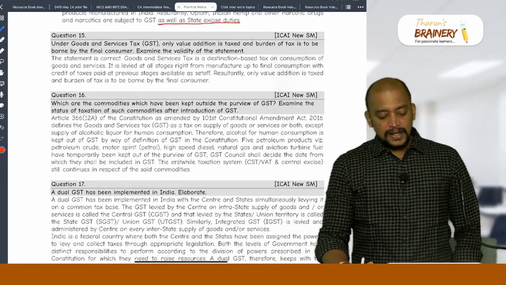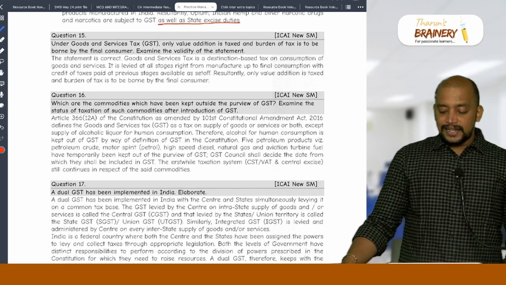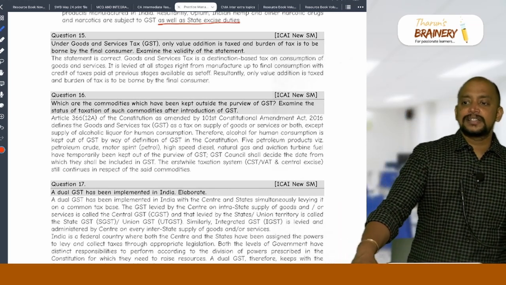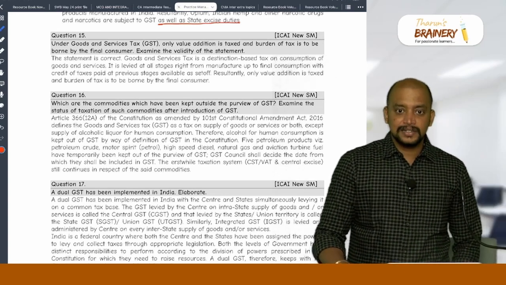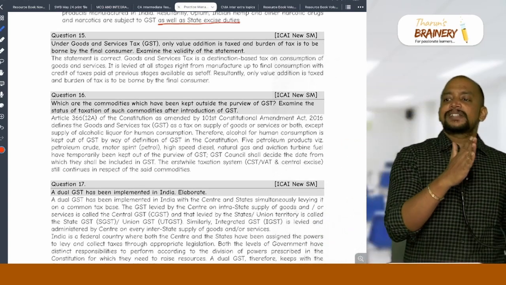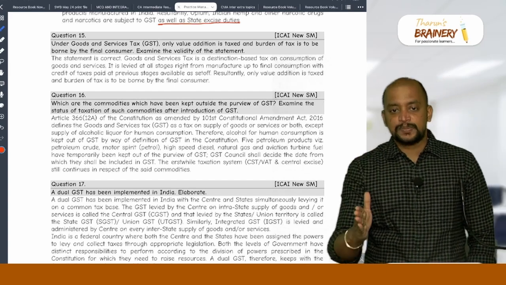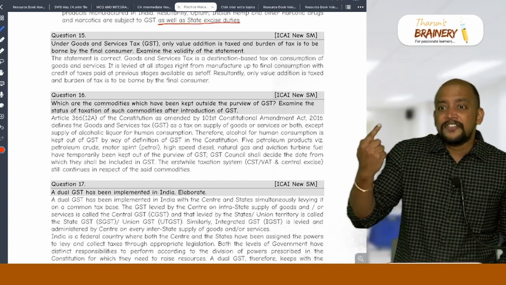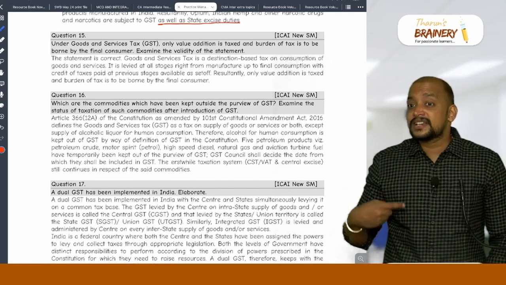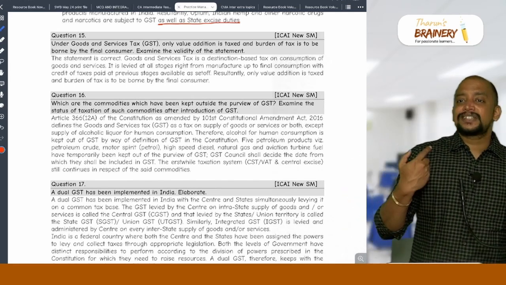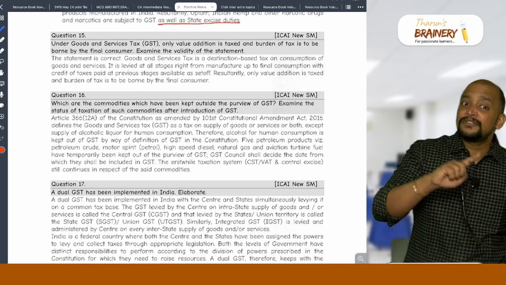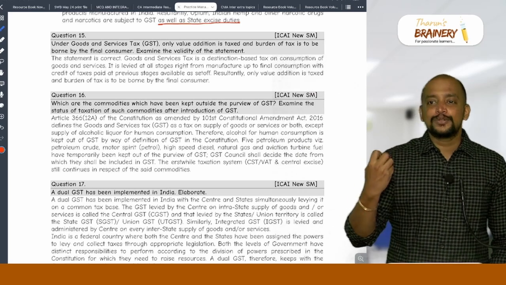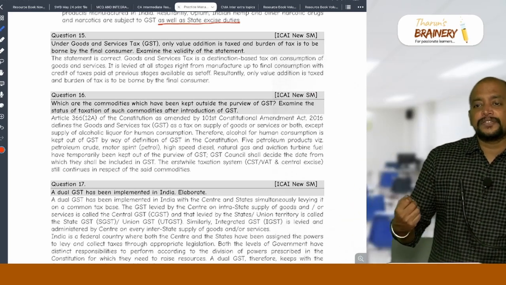Under GST, only value addition is taxed and the burden of tax is to be borne by the final consumer. Examine the validity of the statement. Is the statement valid or not? Yes, just now I told you. When one person pays the tax, recovers it from the next person, who can take ITC and needs to pay GST only on his value addition. Like that, every person involved in the transaction will pay GST on the value addition, and the entire burden will go to the ultimate consumer. So those who are consuming the goods or services will bear the burden of GST.